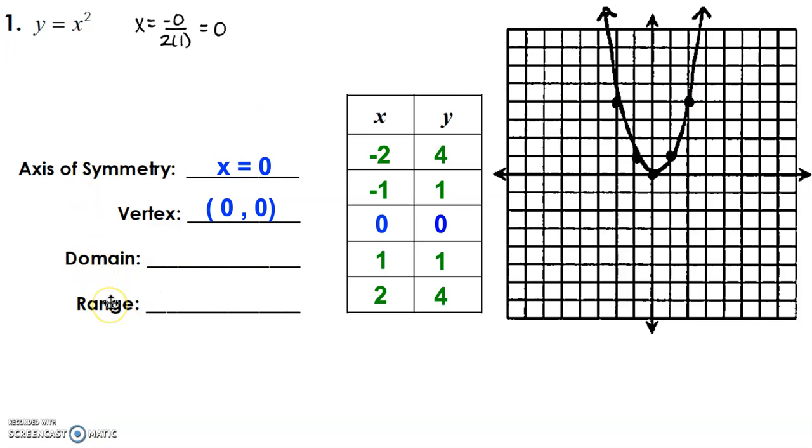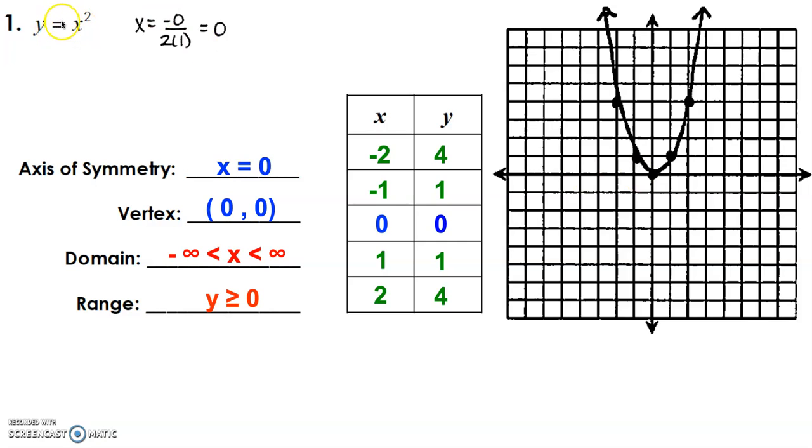We're also going to talk about domain and range for these quadratic equations. Remember, the domain is the set of all x's. Because this parabola is going to keep getting wider and wider and wider, we have from negative infinity to positive infinity on the x. But the y values are greater than or equal to 0. Notice that I have that equal to underneath because y can be equal to 0.